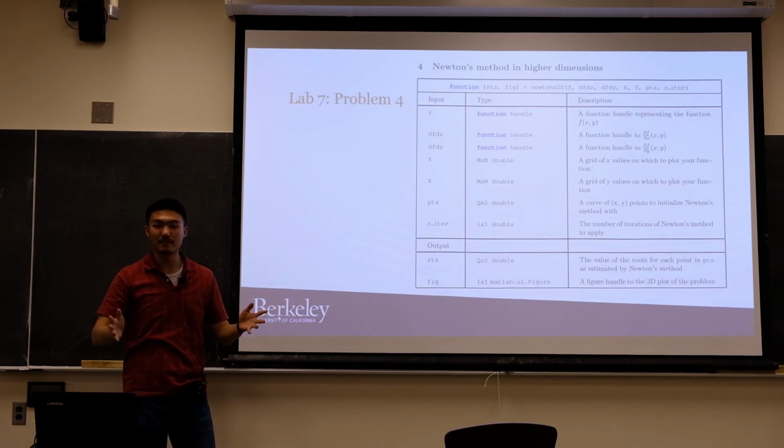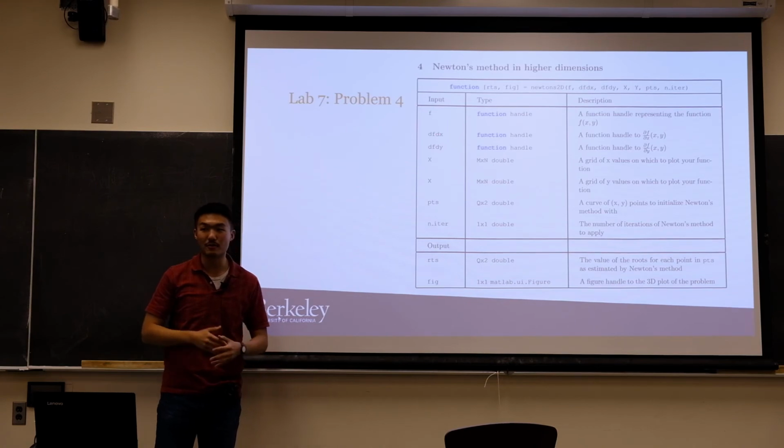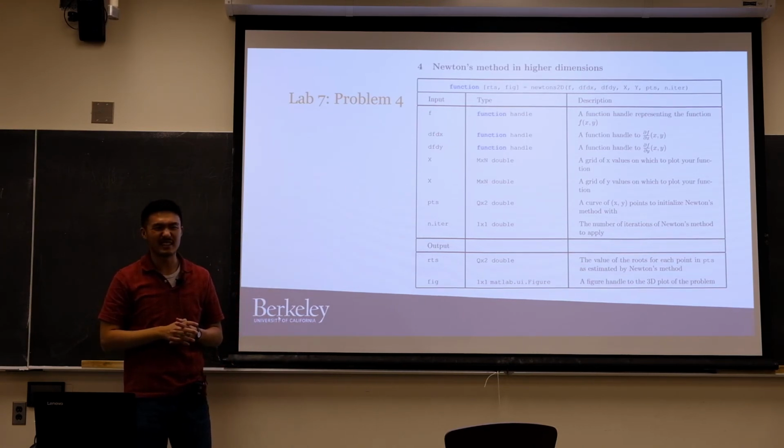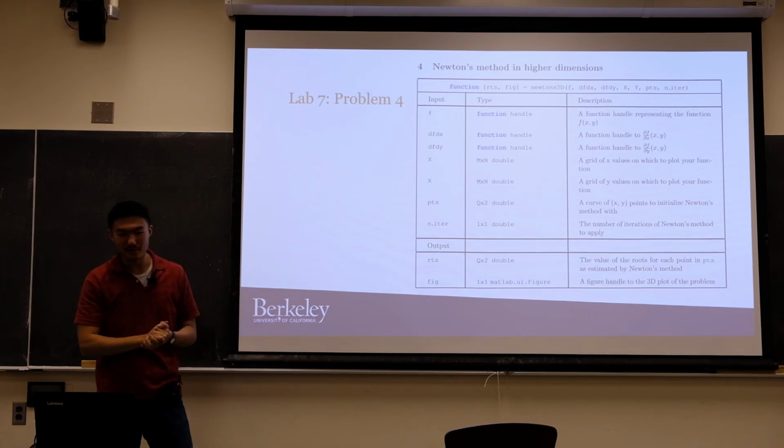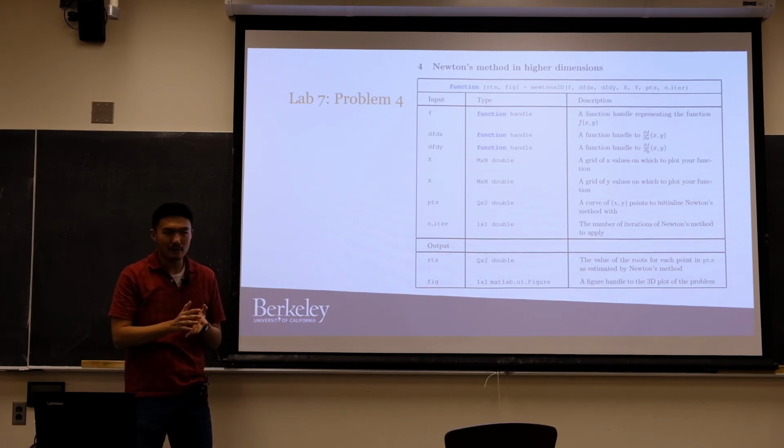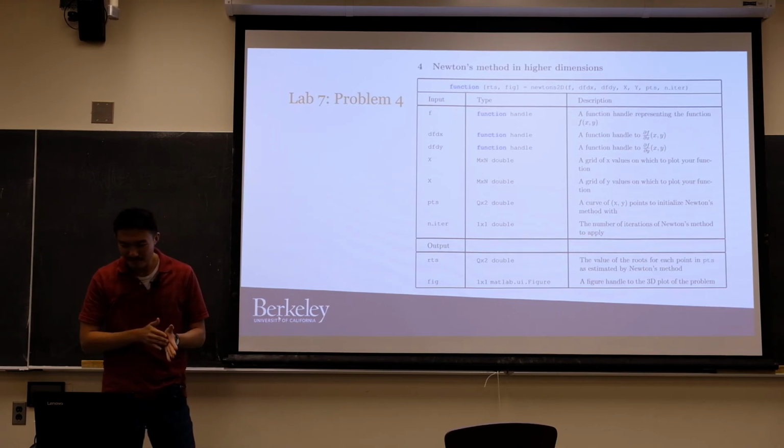Last function is this. We're taking the Newton method that you wrote. Well, not exactly that you wrote. You're not going to use that function. You're just simply applying Newton's method to more than one dimension. So this is typically 2 dimensions. You're going to use Newton's method to find the roots for a multivariable function.